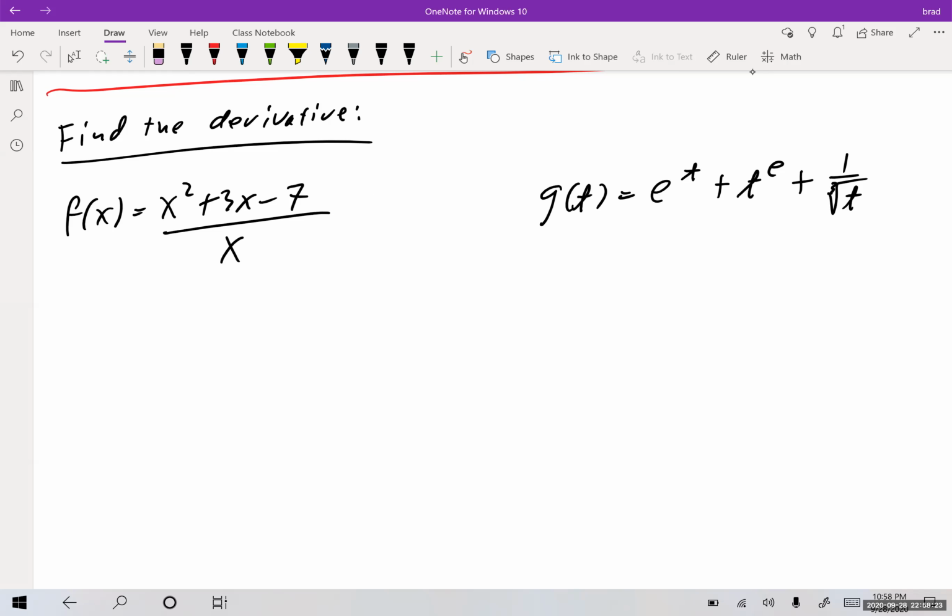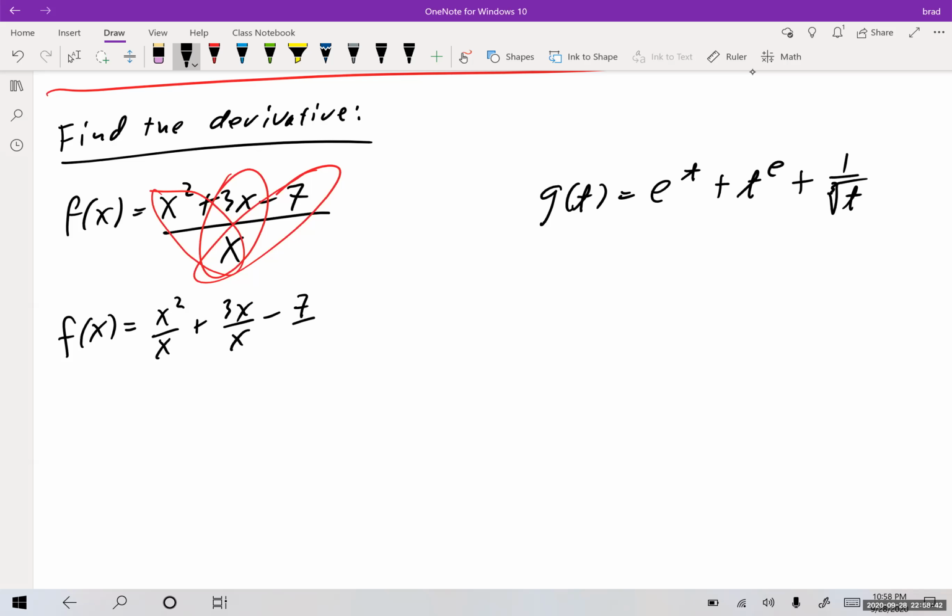But I don't know how to do the derivative of a quotient of two functions just yet. So what I need to do is split it: take each term divided by x. And again, I'm not taking the derivative, I'm just rewriting. That would be x squared over x plus 3x over x minus 7 over x. So f of x equals, and you could do this in your head, x plus 3 minus 7x to the negative 1.